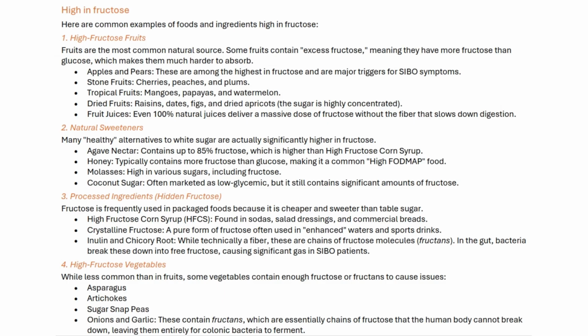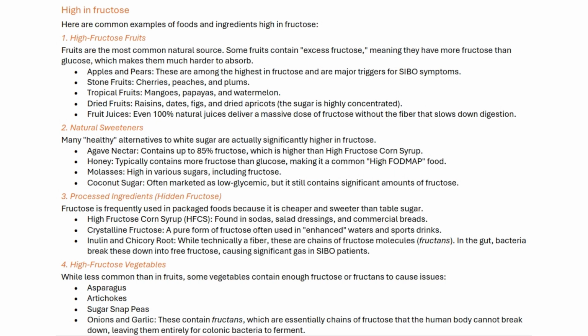Other high fructose fruits include stone fruits like cherries and peaches, tropical fruits such as mangoes, and dried fruits like raisins and figs. Natural sweeteners like agave nectar and honey also contain high levels of fructose, often exceeding that of high fructose corn syrup. Processed ingredients, including high fructose corn syrup and crystalline fructose, are commonly found in packaged foods, contributing to hidden fructose intake.